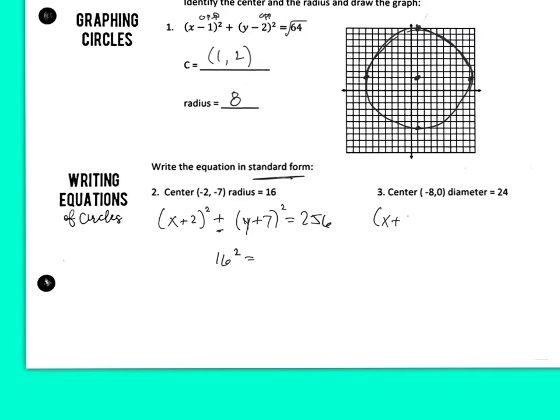This would be (x plus 8) quantity squared. Now, you can write (y minus 0) quantity squared if you want to, but that's really just y squared. And then 24 squared, oh wait, pay attention. Diameter is 24, so if the diameter is 24, that means the radius is 12, and we square the 12, 144.